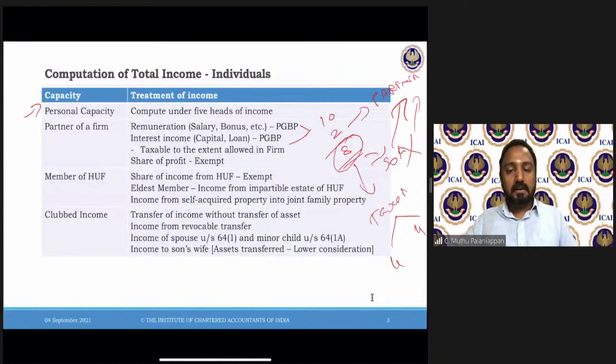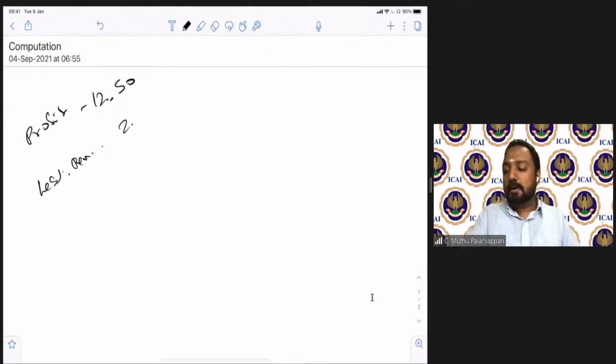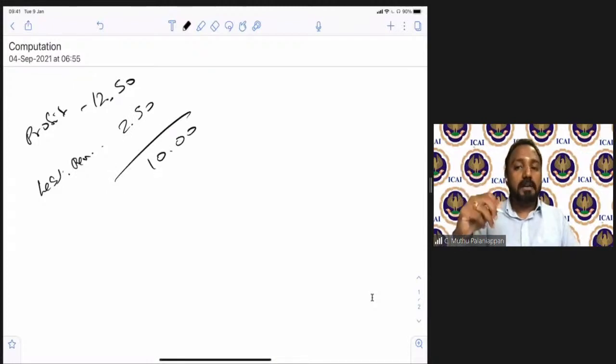So let's say initially when you are working on a partnership firm, I'll just do a working. Let's say your profit is 12.5 lakhs, right? You less remuneration of 2.5 lakhs. Now your profit is 10 lakhs. On this 10 lakhs, you go and compute how much remuneration is actually allowed. Let's say allowed remuneration, I'm sorry here.